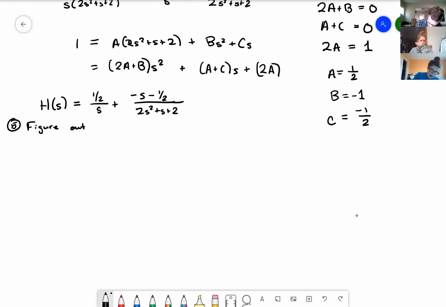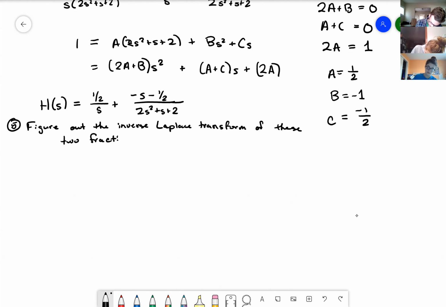Figure out the inverse Laplace transform of these two fractions. So this will involve getting it into a form that fits one of the things that we have in our table of Laplace transforms.